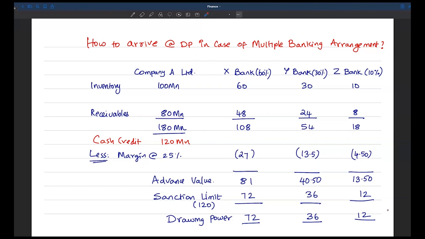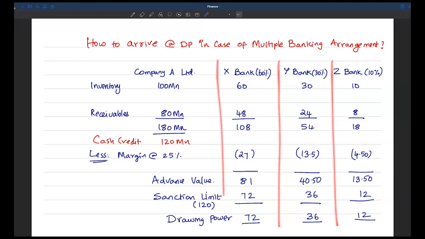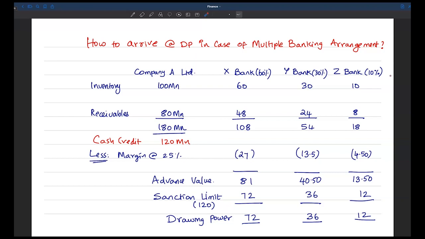So this is how typically we'll arrive at drawing power in case of multiple banking arrangement, and this is possible only when all the three banks are in a position to communicate with each other. They are able to moderate this.